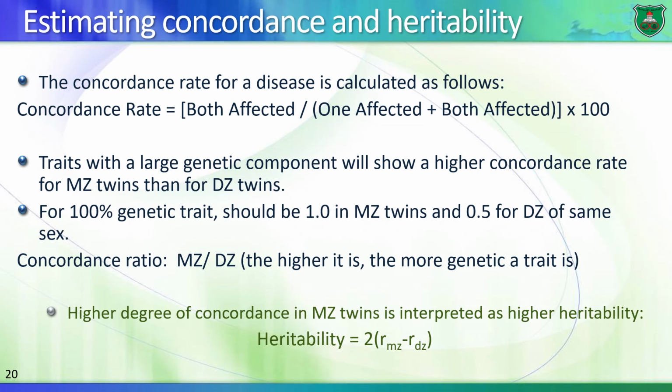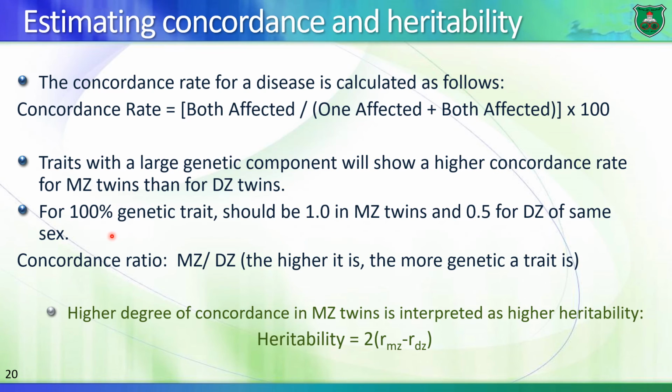So how can we calculate concordance and heritability? The concordance rate is calculated for both separately. The idea is that we take the number where both are affected over the total number of twins studied, that is, one affected plus both affected, times 100. So that shows the concordance rate for both monozygotic and dizygotic twins.